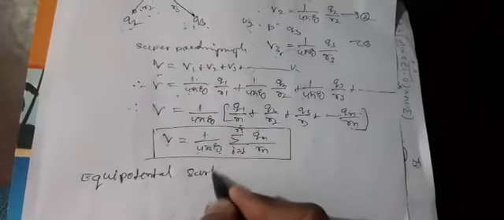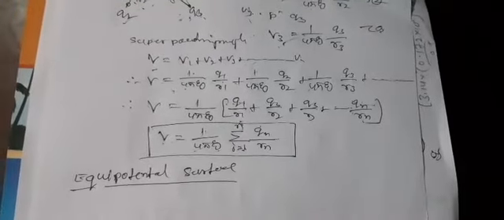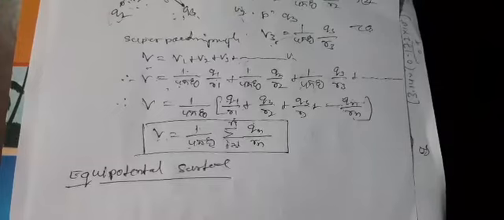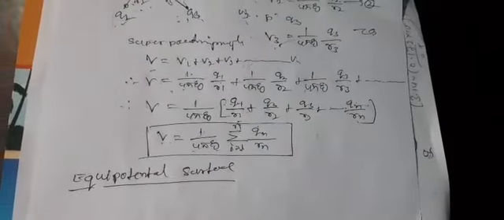Equipotential surface. What is the meaning of equipotential surface? How to draw the electric field lines? How to draw the equipotential surfaces? And what are the properties of equipotential surfaces?